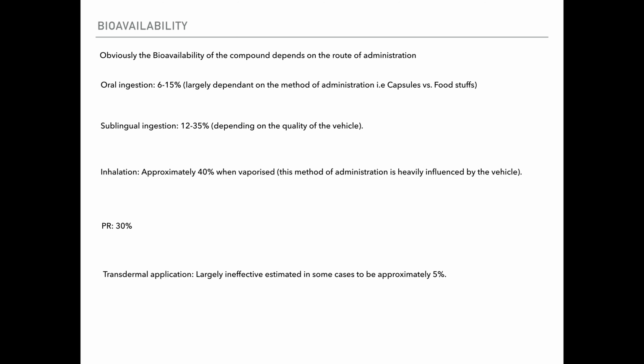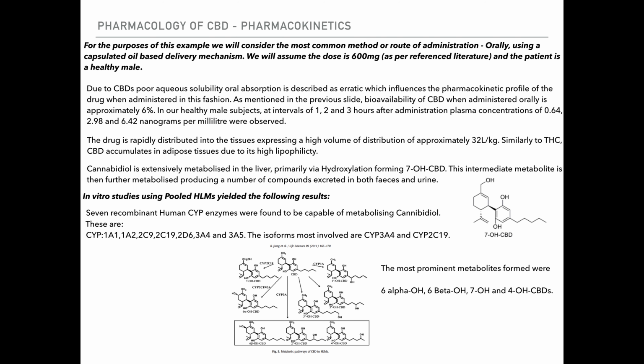Now, next, we're getting into the heavy stuff. This is the pharmacology of CBD, and in particular, we're going to concentrate in this slide on the pharmacokinetics. So, for the purposes of the examples that we're going to be speaking about here, the literature that I referenced spoke in depth about a 600 milligram dose, which was administered in a capsulated oil-based delivery mechanism. The patient is a healthy male volunteer, and I think he was about 35 at the time of this study being carried out. He was administered CBD. It was noted that because of its poor aqueous solubility, oral administration was described as erratic at best, which influences obviously the pharmacokinetic profile of the drug.